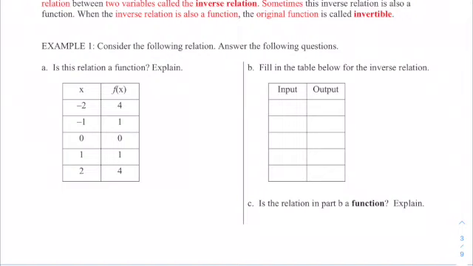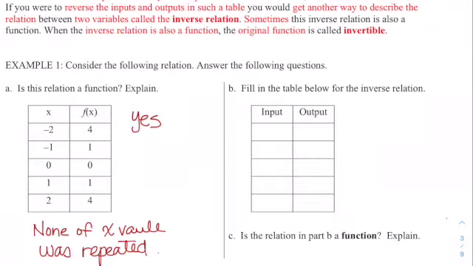In example number 1, it says, consider the following relation. Answer the following questions. Is this relation a function? So take a look at your x. Is any of the x values repeated? No. Since they are not repeated, this is a function. Then explain: yes, it is a function, because none of the x values was repeated.